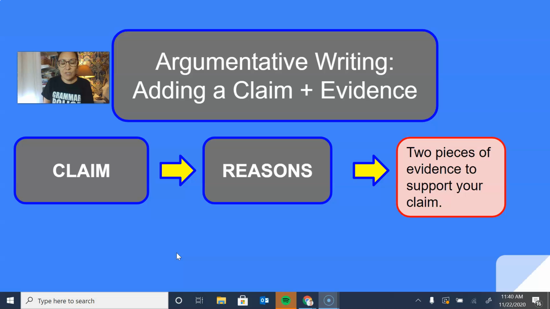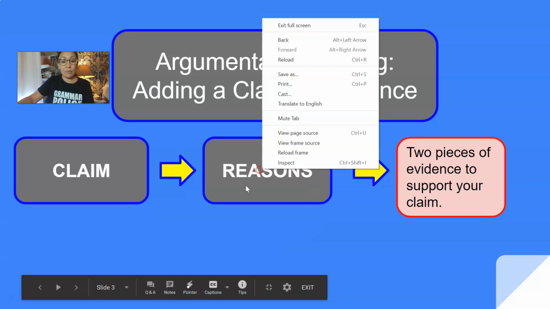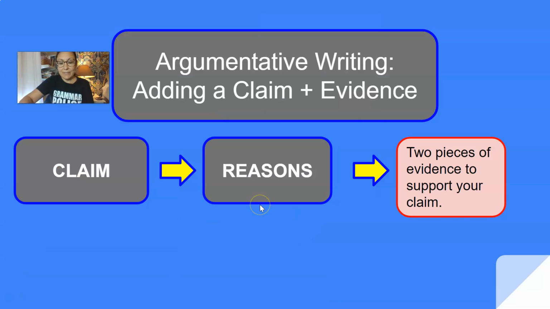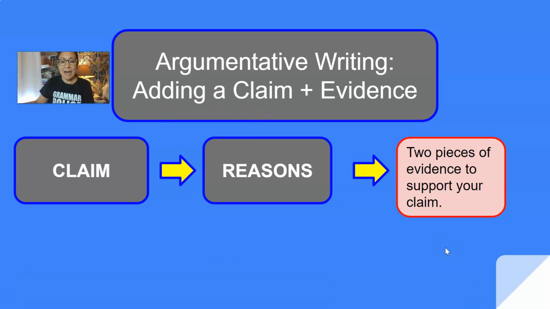So for this sort of short blog entry, it's not a full argumentative essay, it's just a blog entry. I'd like you to show me that you can create a claim on the topic of your choice, that you can give sound reasons to support your claim, and that you can find and correctly insert two pieces of evidence to support your claim.